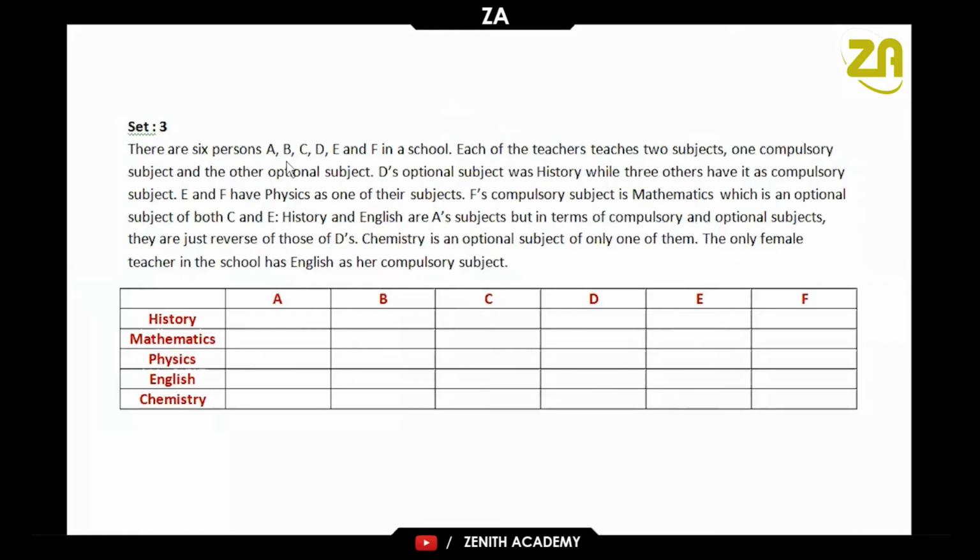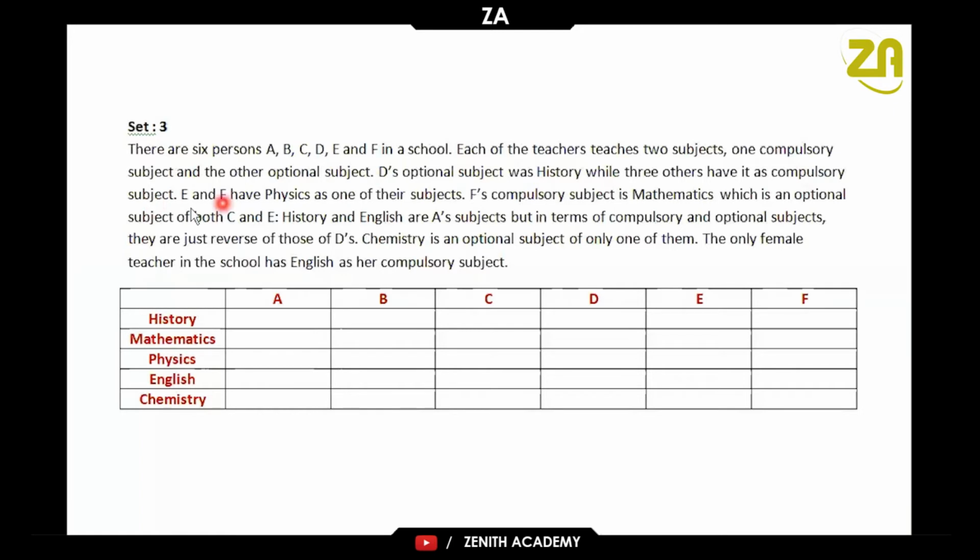Look here. There are 6 persons A, B, C, D, E, F in a school. Each of the teachers teaches two subjects, one compulsory subject and the other optional subject. Now see, D's optional subject was history. So it is a direct information. While three others have it as a compulsory subject, and now you don't know who the three are. So that is an indirect information.